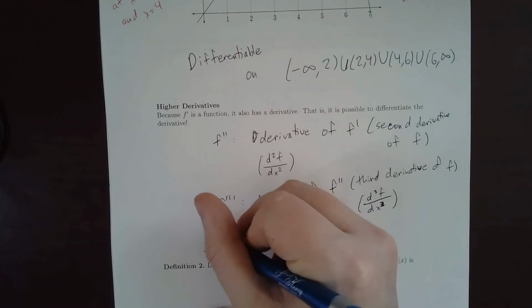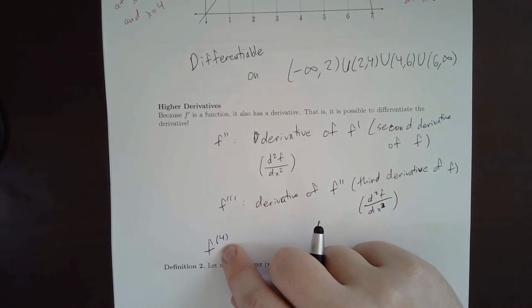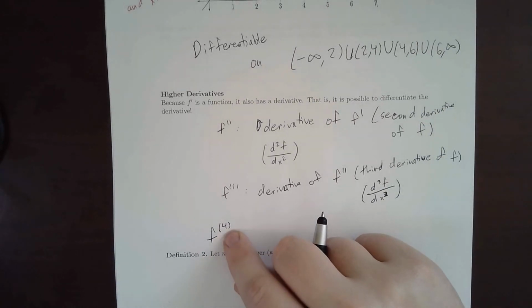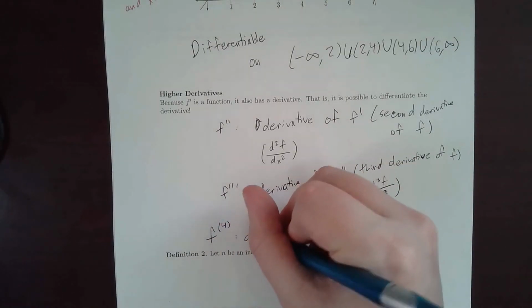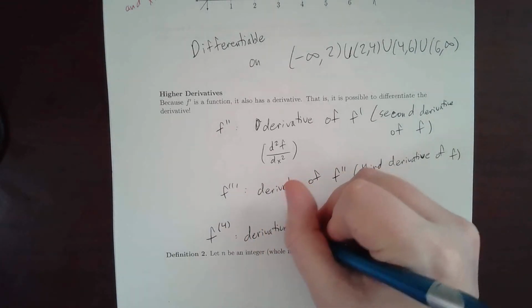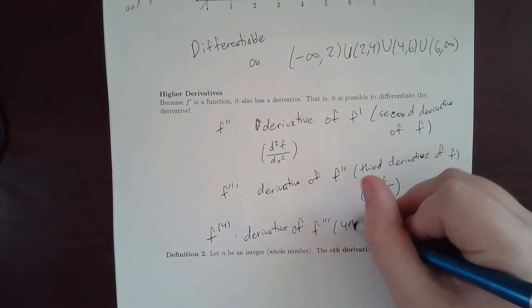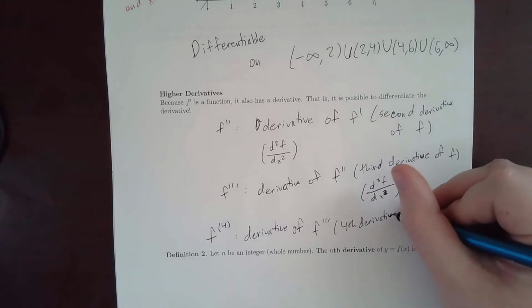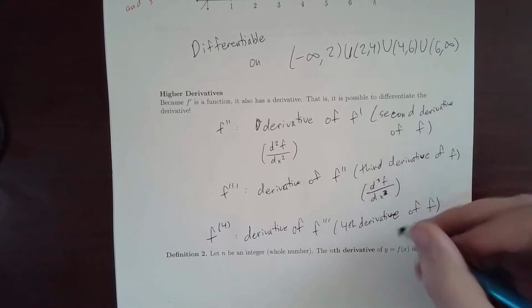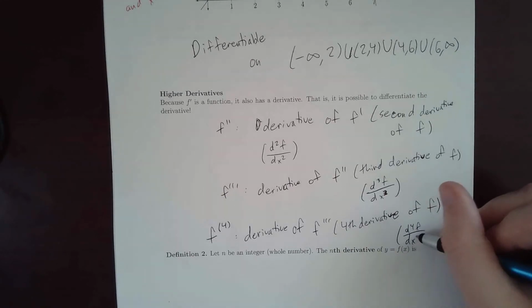Now once you start getting to the fourth derivative and higher, instead of using these prime marks, you might see an n in parentheses number here. Notice that when the number is in parentheses, this means we're talking about a derivative, not an exponent. So this is the derivative of f triple prime, or the fourth derivative of f. And again, the differential notation here would be d4f over dx4.